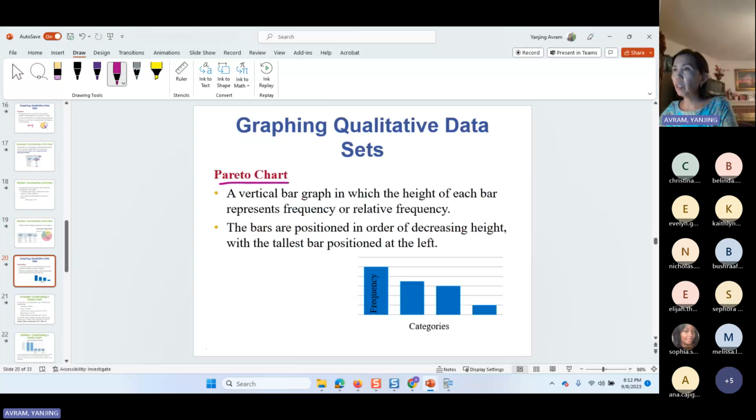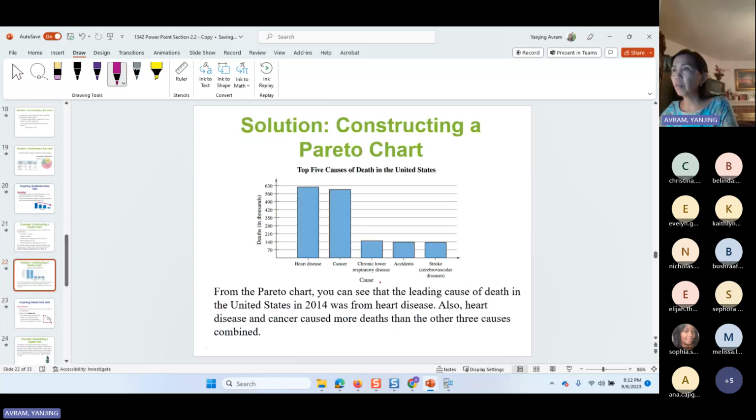Another one is called a Pareto chart. Pareto chart actually is a bar graph, okay? This bar graph is in a descending order, okay? Put it in a descending order in here. And that is called a Pareto graph, all right? So basically, it's just a regular bar graph. We'll put it in a descending order, all right?